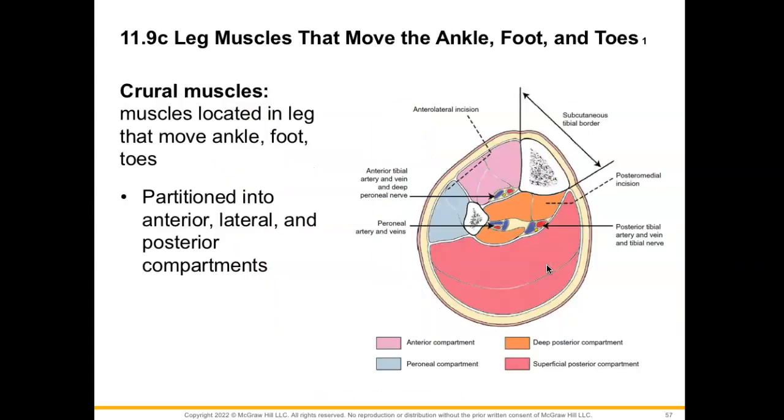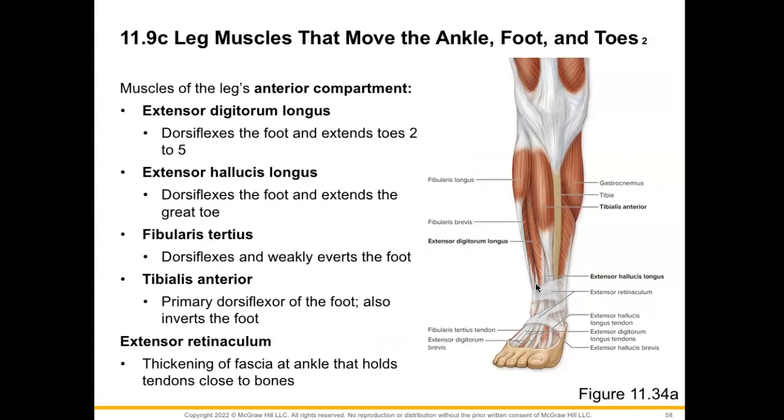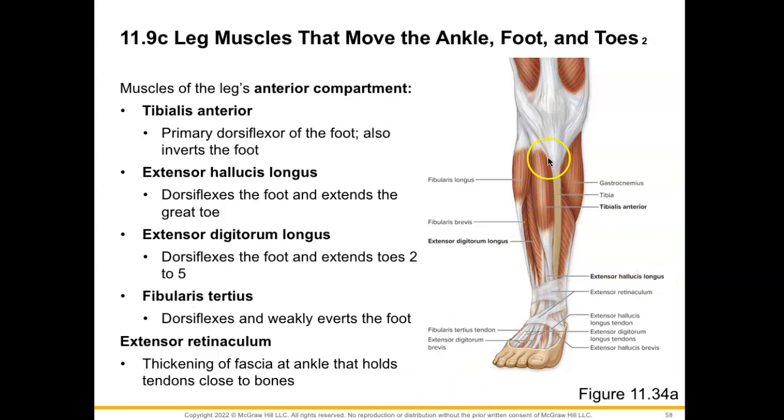Now let's move into the leg. These are known as crural muscles, and they're going to work to move the ankle, foot, and toes. They are partitioned into an anterior compartment, which is found just lateral to the tibia, and then we have a lateral compartment and a posterior compartment. Let's start with the anterior compartment first. This is in a little bit different order, so I'm going to switch it. Okay, this looks better. So first we'll start off with our tibialis anterior muscle.